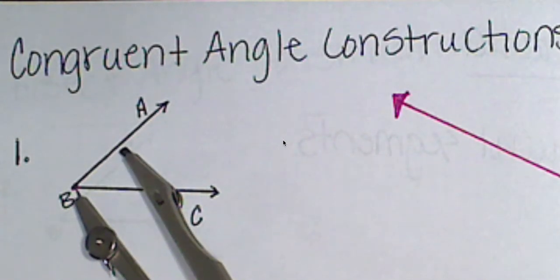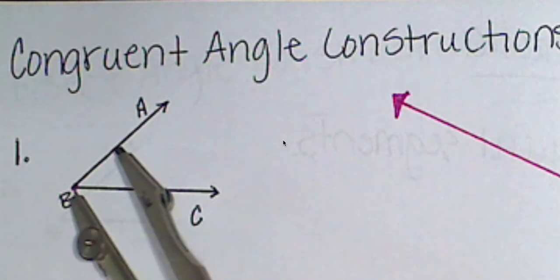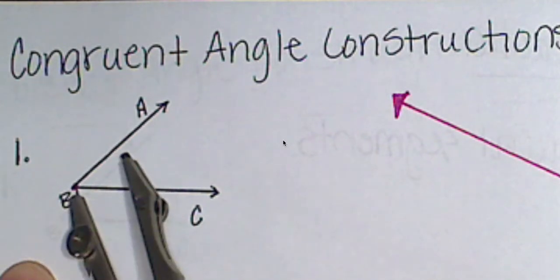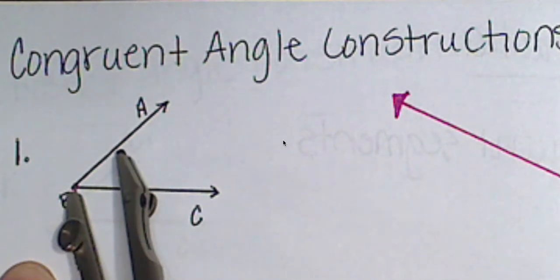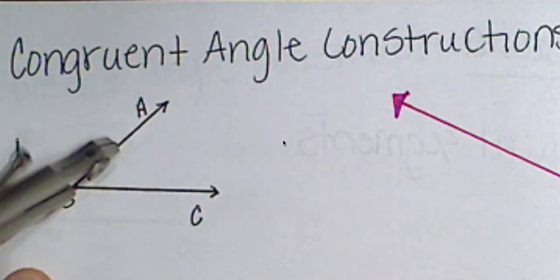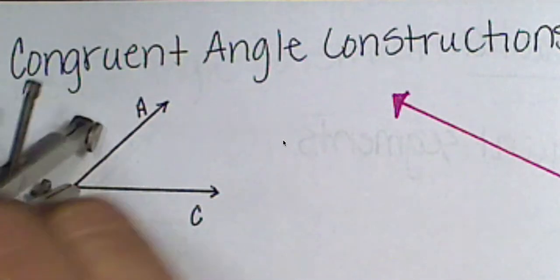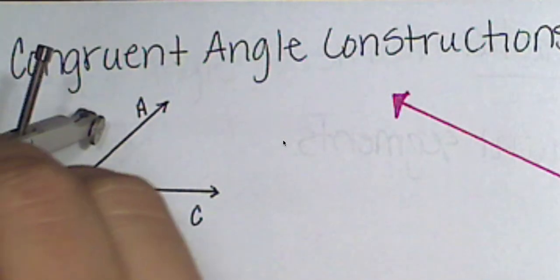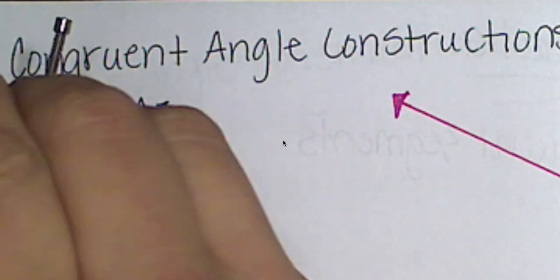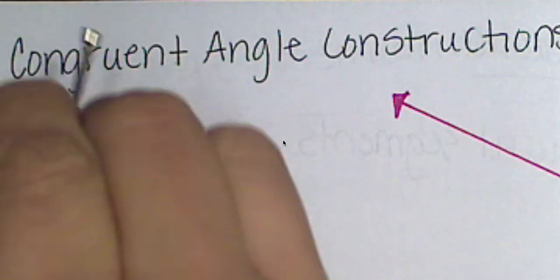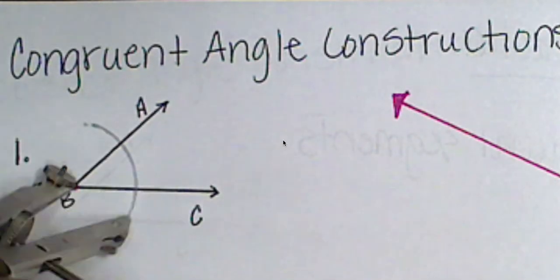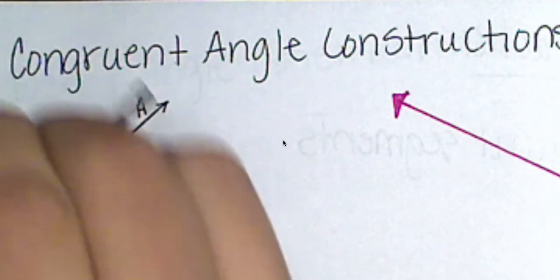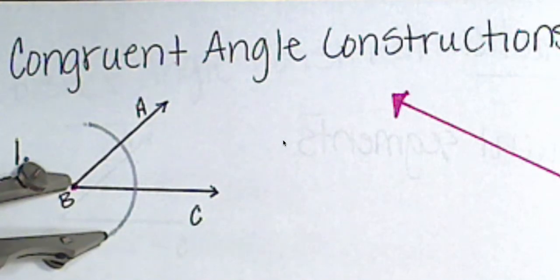So now that I have my compass set for some measure, I'm going to put the tip of my compass at our vertex, and I'm going to create a radius measure or arc that goes through both of our rays. So I need a radius measure that goes through ray BA and a radius measure that continues across in an arc through ray BC. So you have something like that.